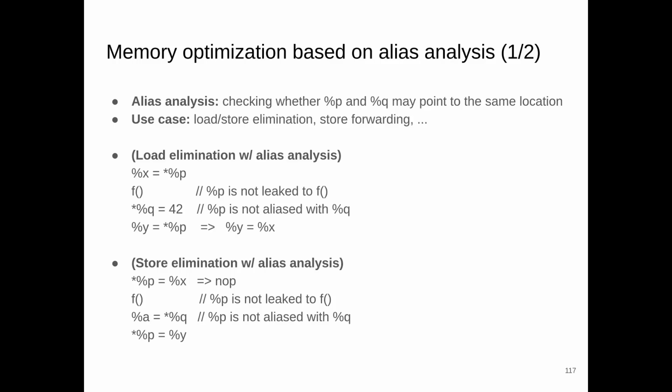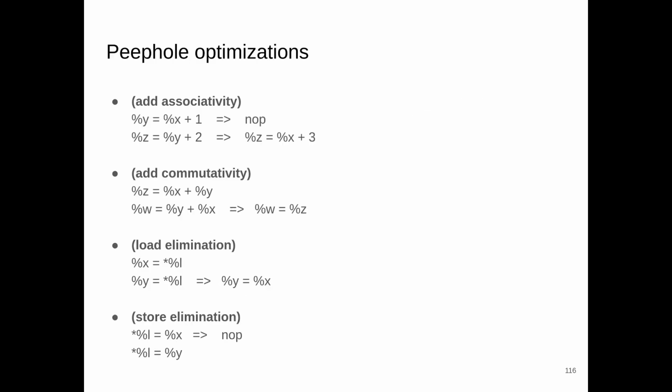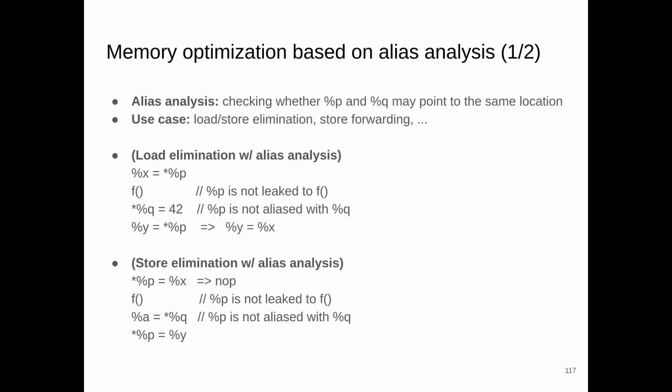And there are other classes of optimizations which mainly focus on memory optimization. In this slide, I introduced only two very simple memory optimizations, load elimination and store elimination. This is simple in that there's no code between these two instructions, and we are quite sure about what's going on in these instructions. But even if there is intervening code, and even if the intervening code is unknown to the compiler, we may still be able to perform optimizations for these memory operations.